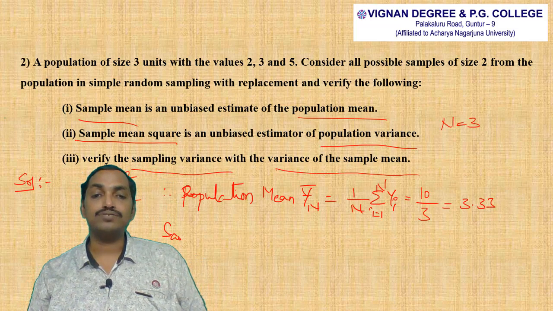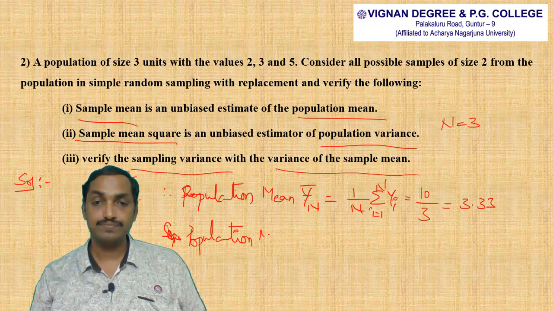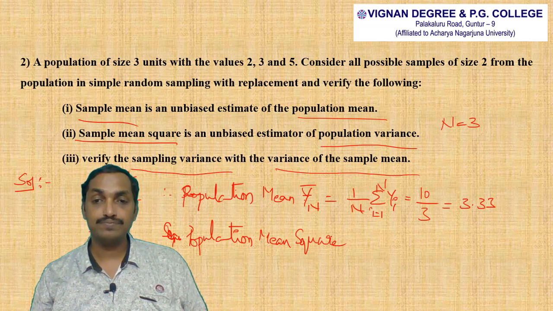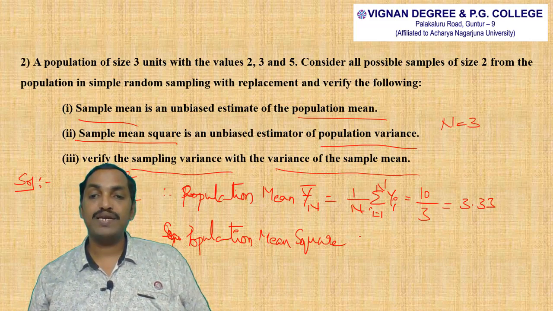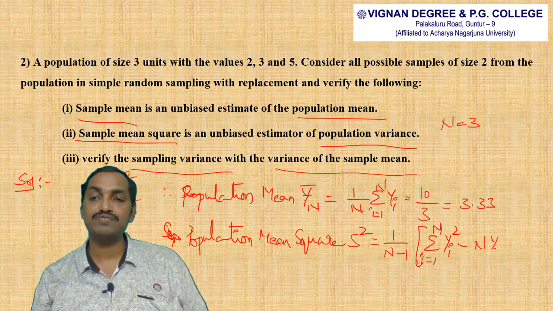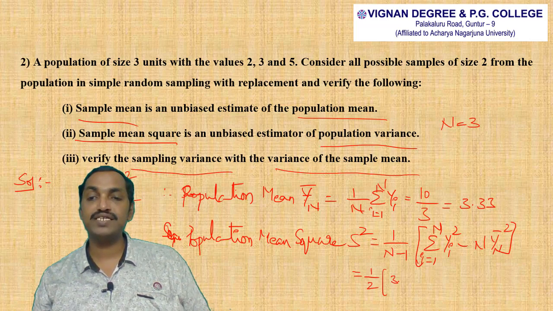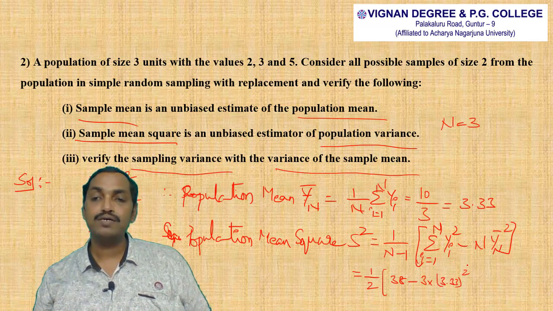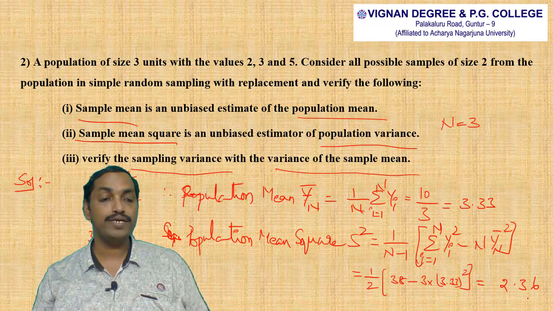Similarly, population mean square capital S square is equal to 1 by capital N minus 1 into summation yi square, where i is equal to 1 to capital N, minus n into yn bar square, which is equal to 1 by 2 into summation yi square is 38 minus 3 into yn bar is nothing but 3.33 whole square. On simplifying this, I'll get 2.36.